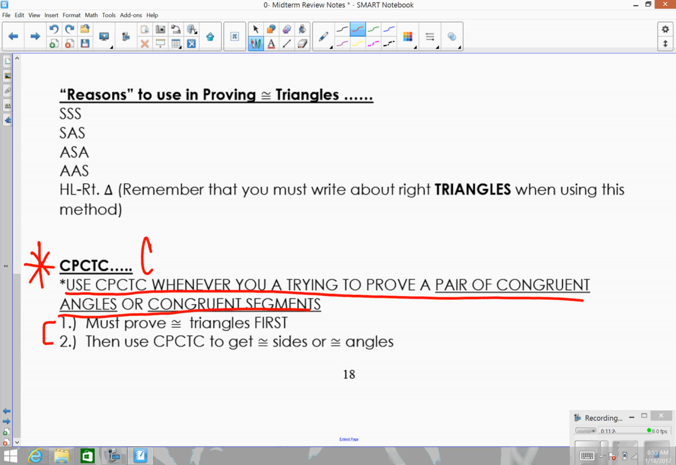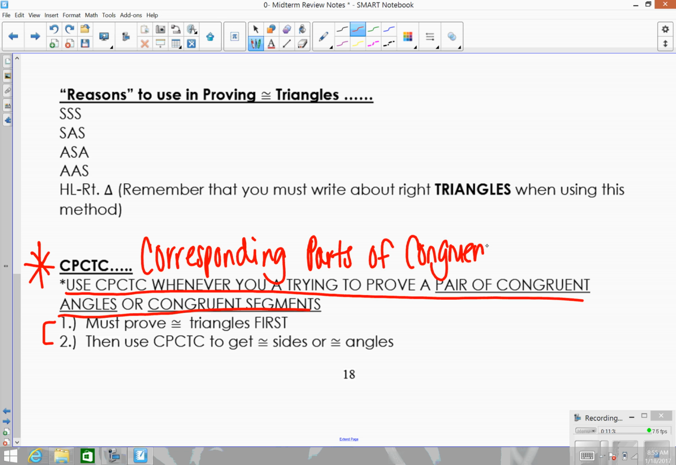So it stands for corresponding parts of congruent triangles are congruent.